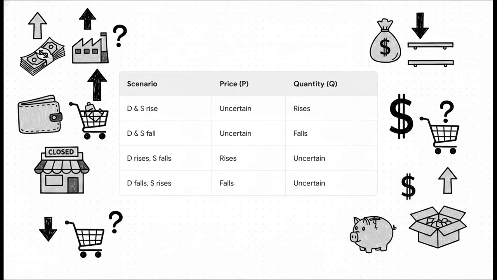So before we get into the heavy math, we really need to understand the fundamental push and pull of the market. When both sides of the market change at the exact same time, opposing forces always leave one variable completely uncertain. Instead of messy line graphs, this table beautifully illustrates the four core scenarios.